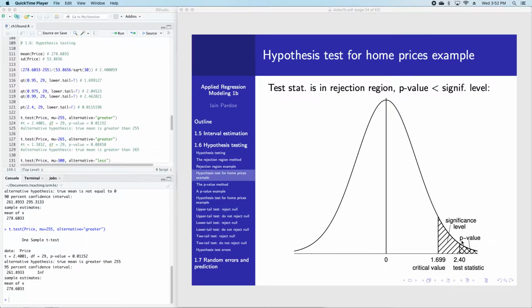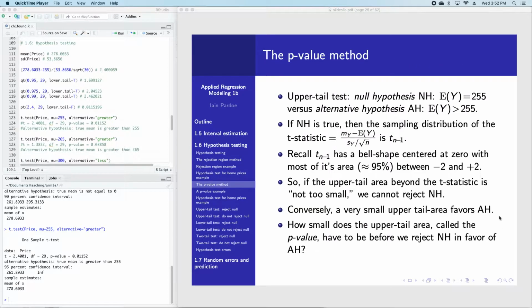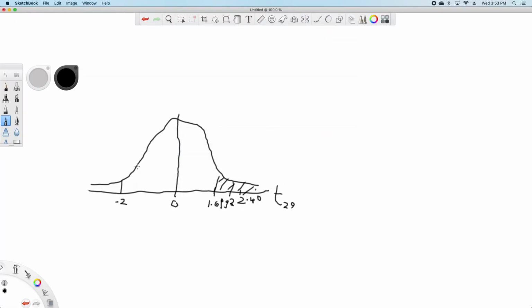And then I mentioned that there's this p-value here, and that leads to an alternative way of doing a hypothesis test that turns out actually to be easier in the long run. And so let's go through the p-value method for doing the hypothesis test now. So we're going to have the same set of null and alternative hypotheses. Our sampling distribution for the t-statistic is the same, a t-distribution with n-1 degrees of freedom. Our t-distribution looks like a normal curve, but it's a t-curve in this case.